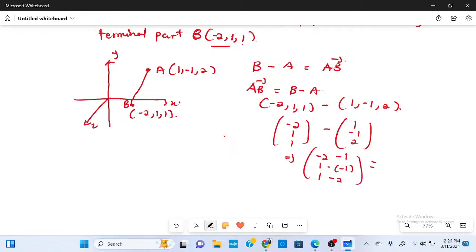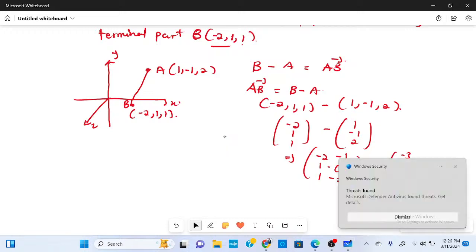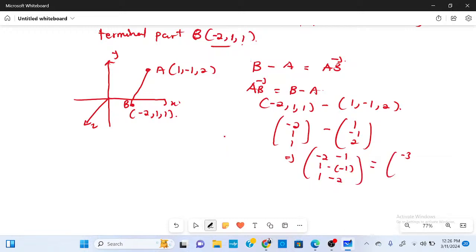So this simply gives us minus 2 minus 1, which is equal to minus 3, 1 minus minus 1, which is equal to 2, then 1 minus 2, which is negative 1. So basically, this is how to find a vector which is represented as a line segment.